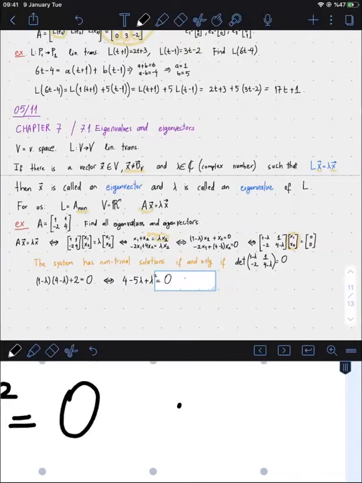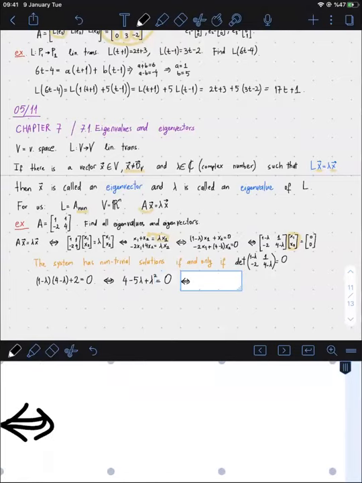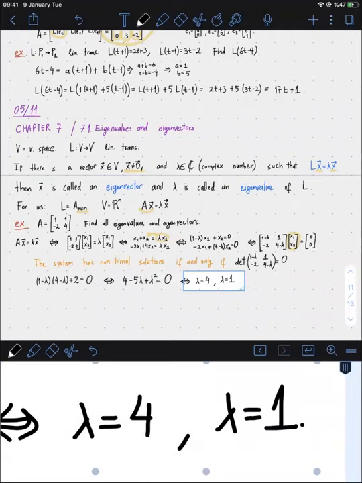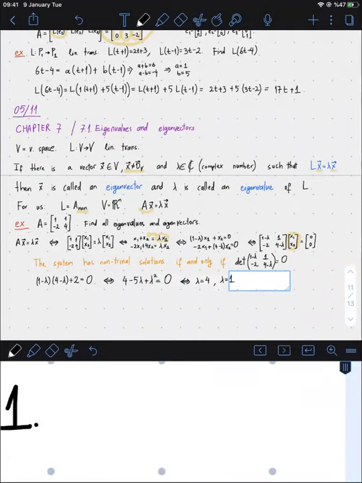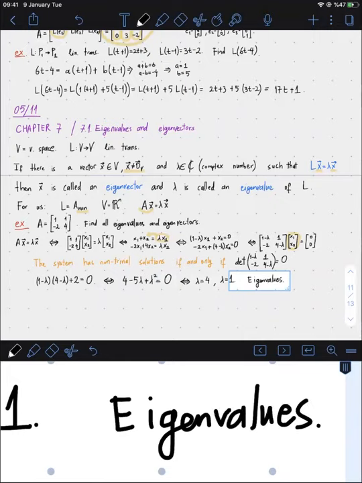And I can solve this to get what? I will have two solutions from this one, right? So what are the solutions? Solutions will be lambda equals 4 and lambda equals 1. We will get two solutions. Okay, so these numbers are called eigenvalues. So for this example, we found two eigenvalues, okay, and they are real numbers.